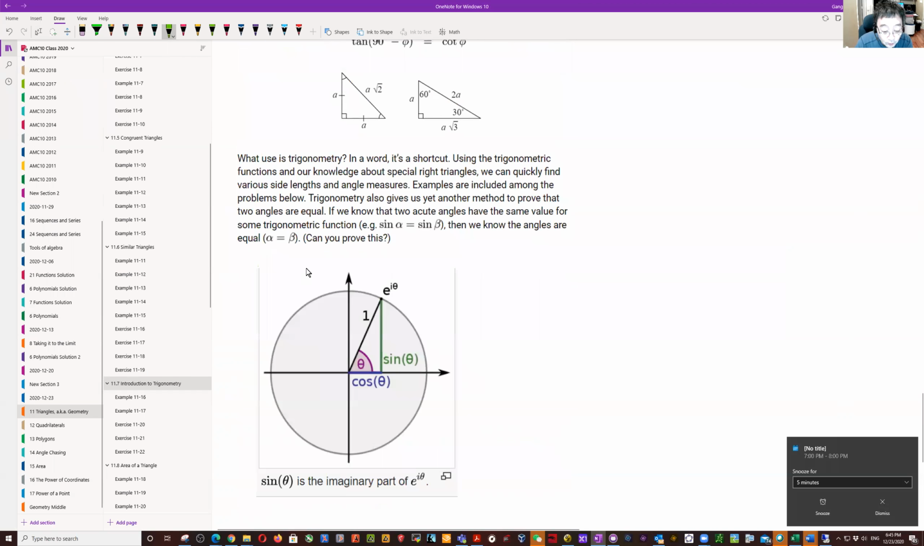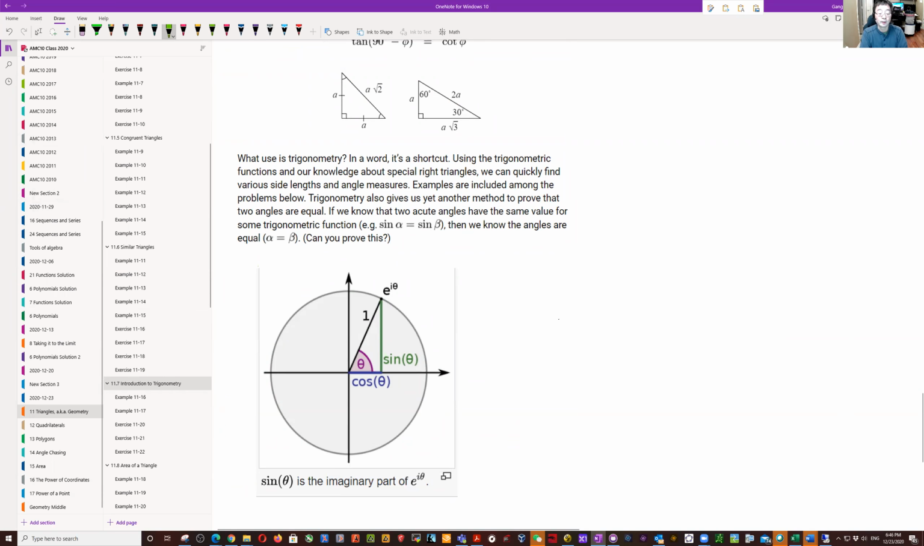So basically, a unit circle is a circle with a radius of 1, and the sine in the unit circle, basically, if the hypotenuse is 1, then one side is the sine, the other side is the cosine of theta.